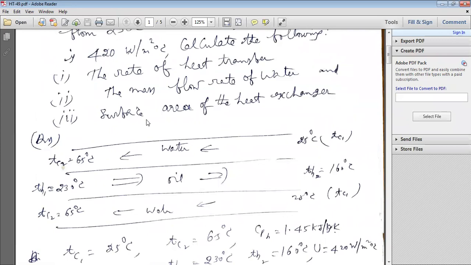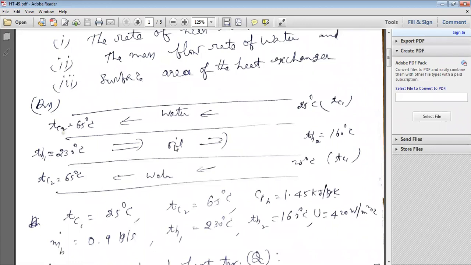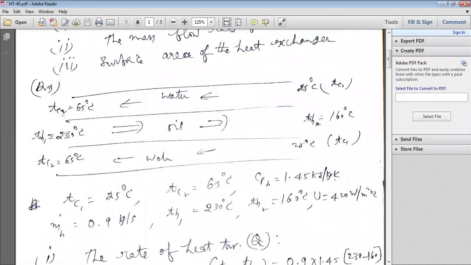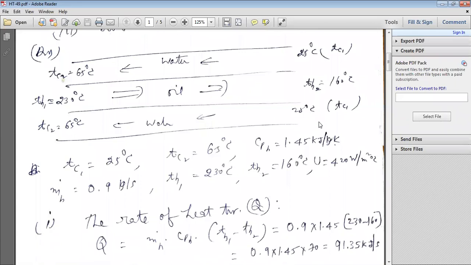Okay, now like that. Here the cooling cold fluid is water, and the hot fluid is oil. Cold fluid inlet temperature, water inlet temperature, TC1, is 25 degrees centigrade. Outlet temperature, TC2, is 65 degrees centigrade. Oil inlet temperature, TH1, is 230 degrees centigrade. Oil outlet temperature is 160 degrees centigrade.